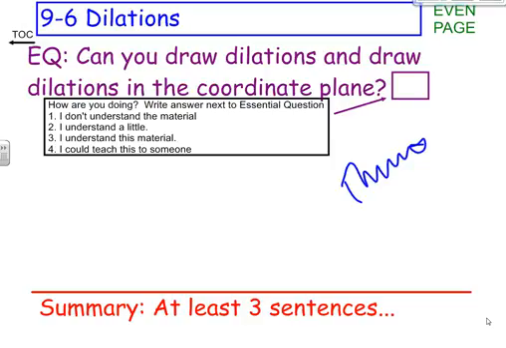Okay, this is a recording for 7th hour on Thursday, May 5th. If you'll look at the sideboard, today you should be getting your half sheet for test notes. We'll be finishing our notes for 9-6 in class. You'll write your questions and summaries and glue in your graphs.